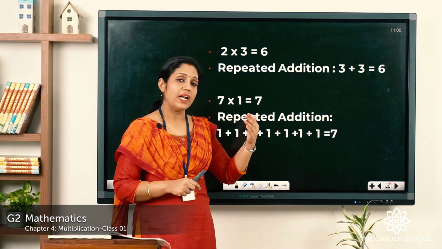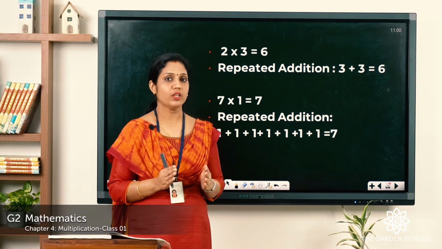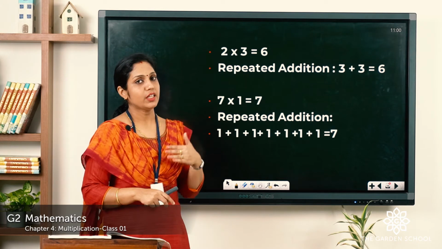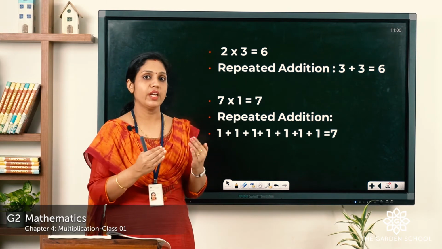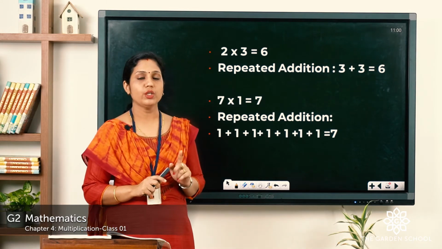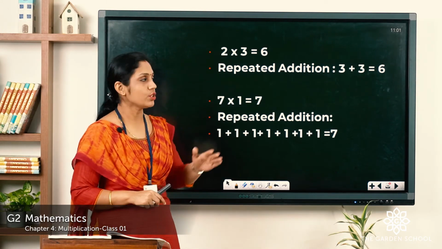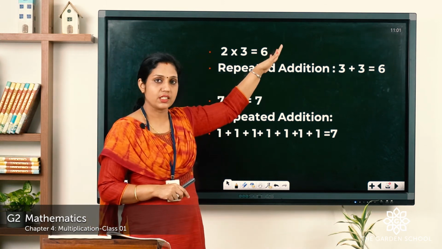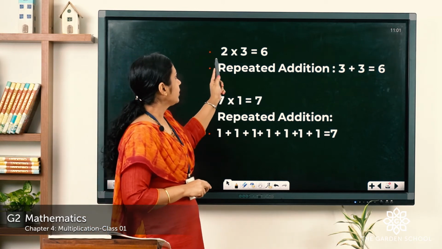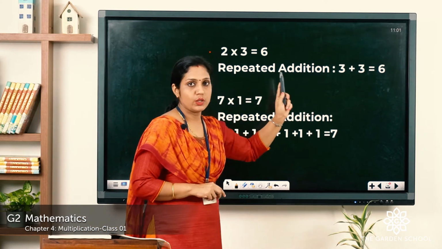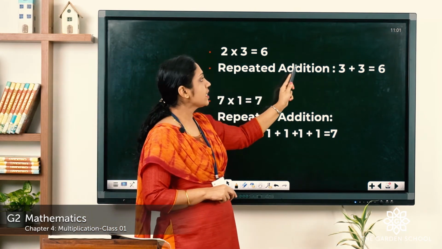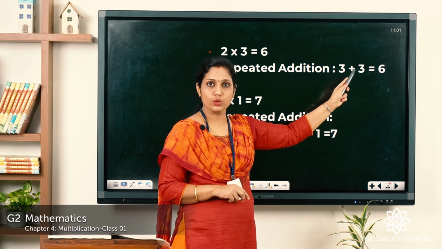Now here the multiplication form is given. Before, the repeated addition form was given and we made it into the multiplication form. Now the multiplication form is given, we have to make it into the repeated addition form. First let's take 2 into 3. It is in the multiplication form. So 2 into 3 is equal to 6. How can we write this in the repeated addition form? So 3 plus 3 is equal to 6. That is, 3 has been repeated 2 times. So we can write it as 3 plus 3 is equal to 6.